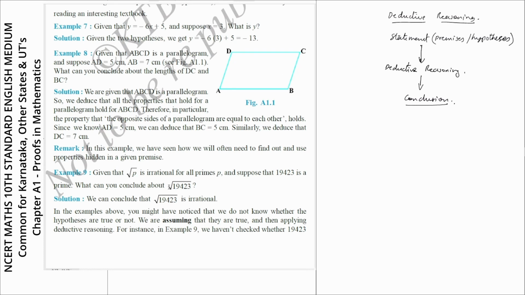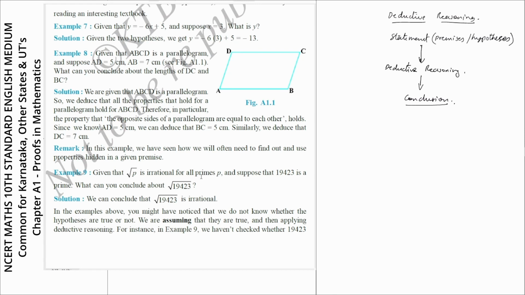Example 9. Given that root P is irrational for all primes P and suppose 19423 is a prime, what can you conclude about square root of 19423? Here there are two hypotheses given. That is, root P is irrational for all primes P. That means if P is a prime number, then square root of P is an irrational number. And the second hypothesis is that 19423 is a prime number. So what's our conclusion about square root of 19423? We can conclude that it is an irrational number.